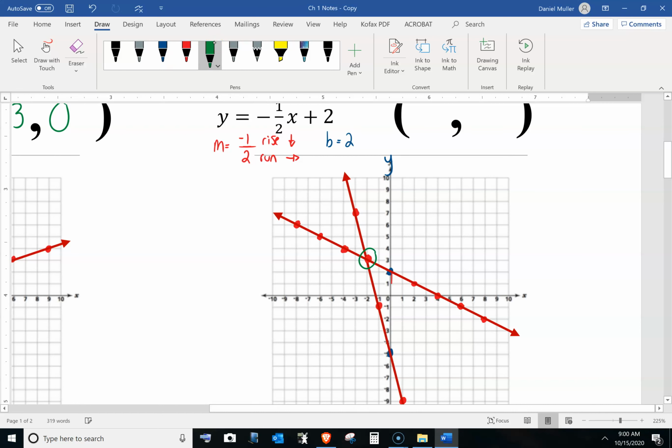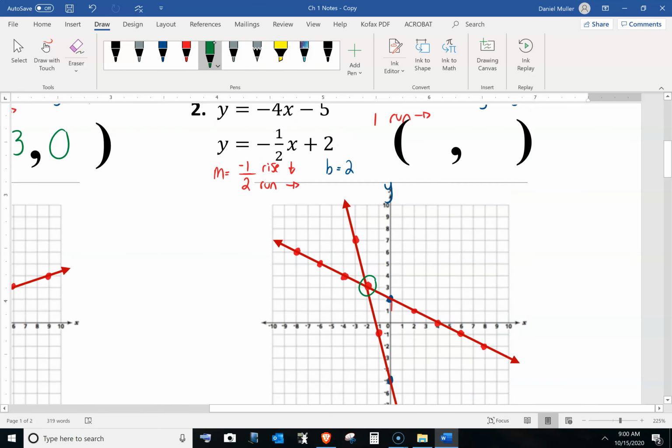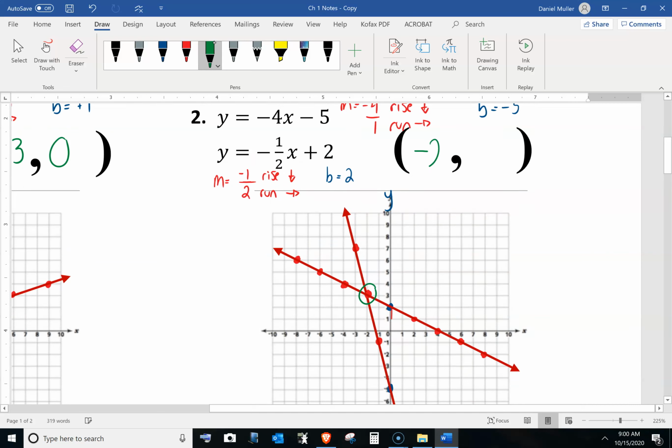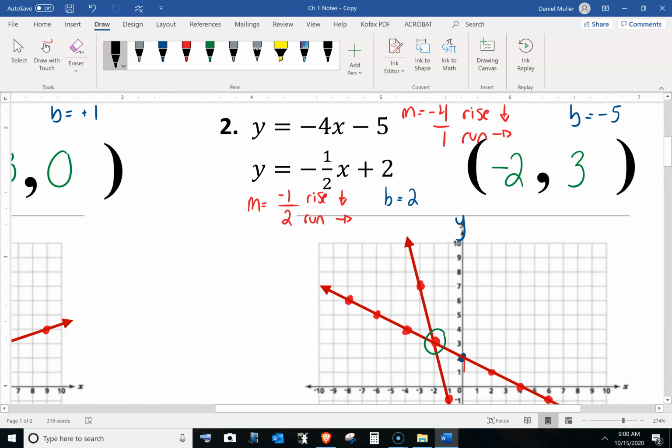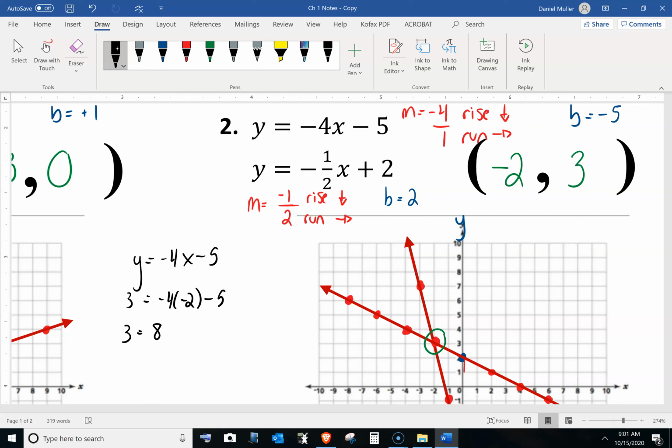It's right there. Now that point is in the x direction, negative 2, and in the y direction, up 3. So negative 2, 3. Now, we're not going to, but I'm just going to do this here. You could put this into the equation, y equals negative 4x minus 5, and put the x in. My x is negative 2, so negative 4 times negative 2 minus 5, and the y is 3. 3 equals, now negative 4 times negative 2 is a positive 8. 8 minus 5 is 3, and this side is still 3, so 3 equals 3.